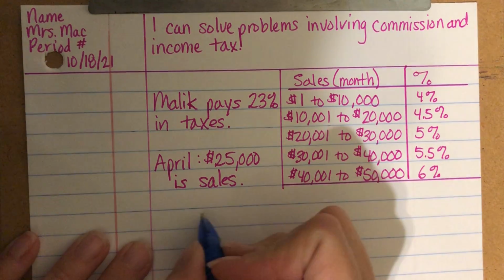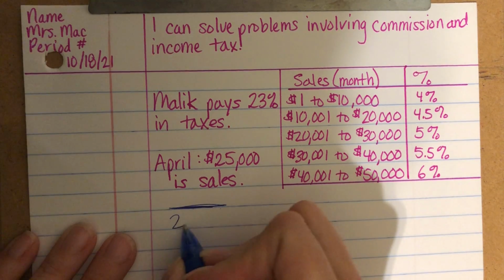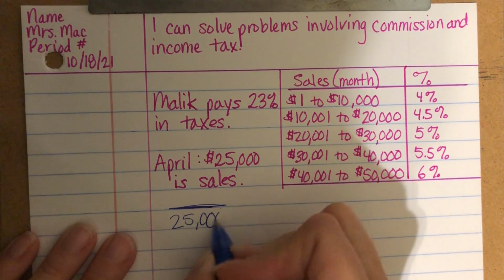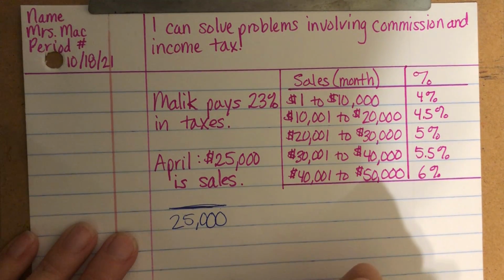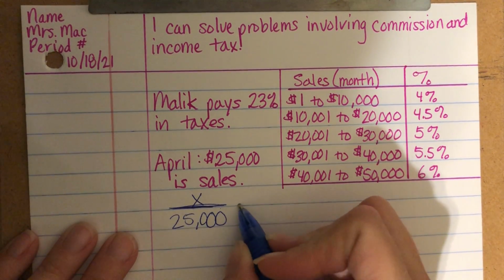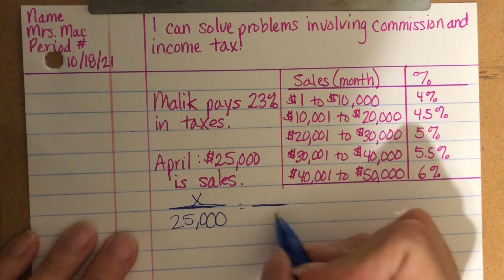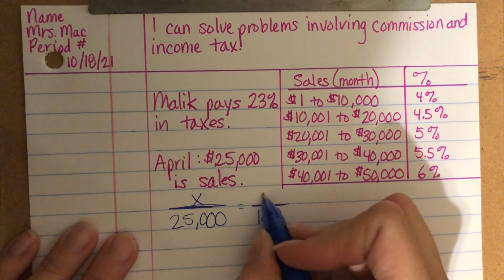So we can set up proportions if you're more comfortable with that. We can use percents, that's fine as well. So we're going to find out how much commission she makes, and we decided that her commission rate is going to be 5%.